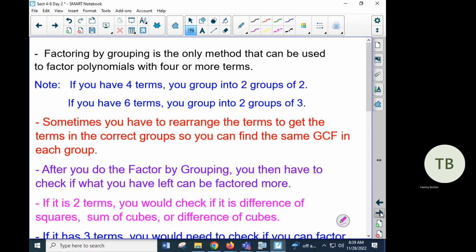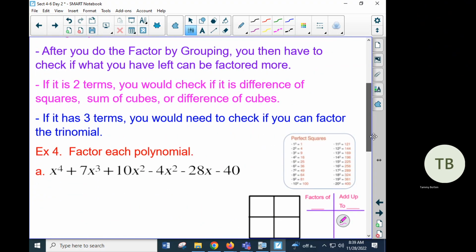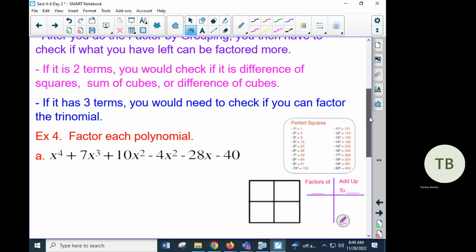And on Friday, we did factor by grouping with 4 terms. And what we did is we took those 4 terms, we put 2 in one group, 2 in the other group. When you have 6 terms, you want 2 groups. So you do a group of 3 and a group of 3. With these, sometimes after you do factor by grouping, you can do another type of factoring, and that's what makes this a little bit more difficult.